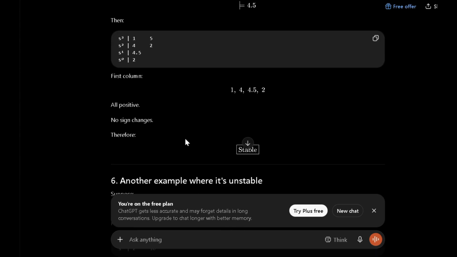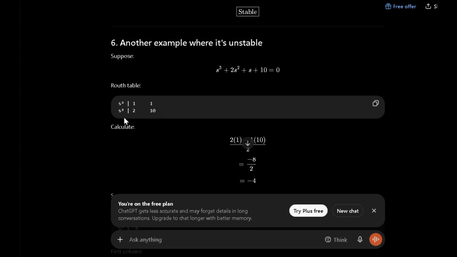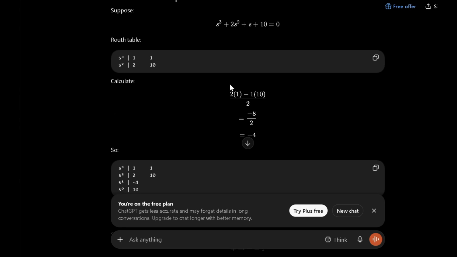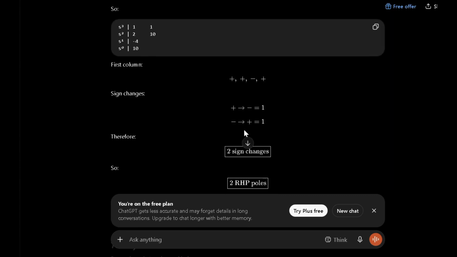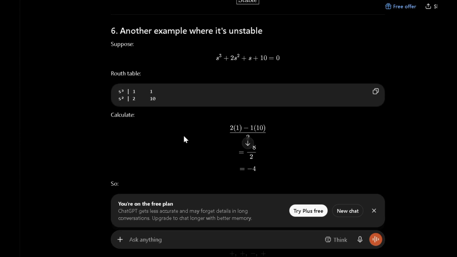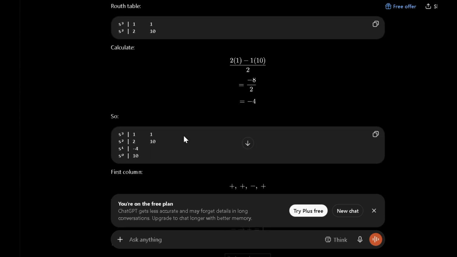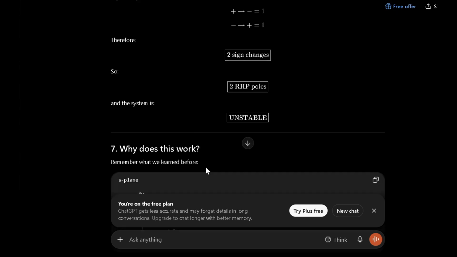Another example, whether it's stable: s^3 + 2s^2 + s + 10 = 0. Row table: s^3 is 1 and 1, s^2 is 2 and 10. Calculate (2 times 1 minus 1 times 10) divided by 2, equals minus 8 by 2, equals minus 4. So the first column has two sign changes, so two RHP roots, unstable.